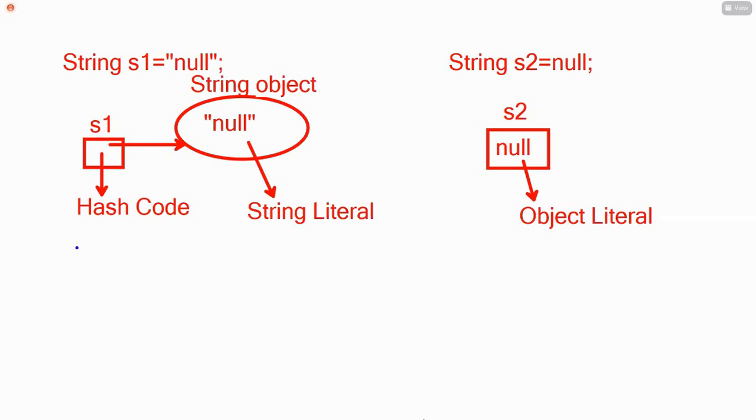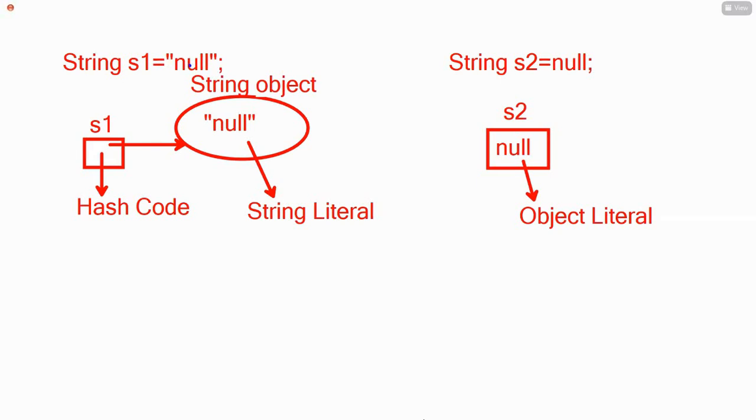Is it over? Now I'll write some other code. Just give me the answer, what will happen? First, is it clear? Any doubt? Now, if you write String S1 equal to "null" in double quotes, in this line, this null is a string literal.